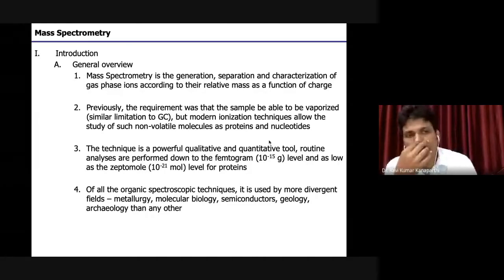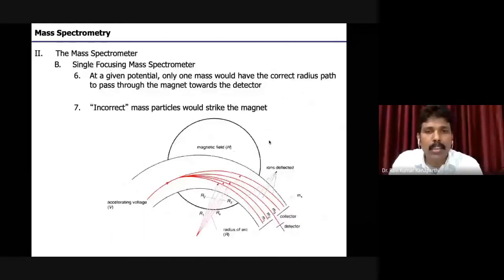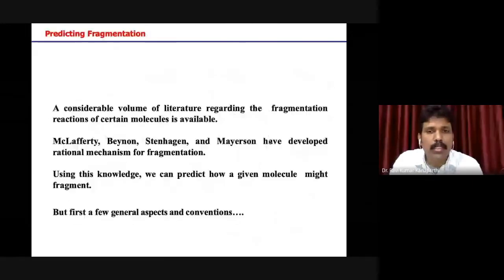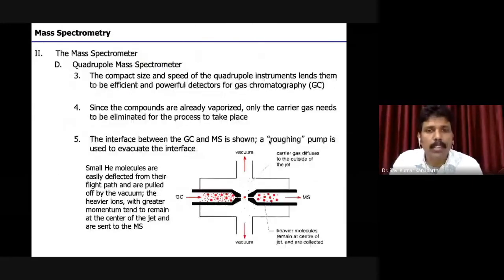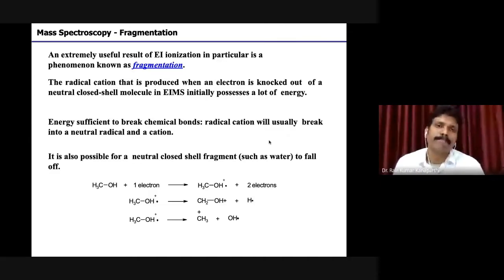Now we will just go to the actual content of the mass spectrometry. I think this is not required. This I already covered, probably I will skip these things. I think, yeah, this is where I just want to explain the fragmentation. So hereafter we discuss the mass spectrometry and fragmentation rules.